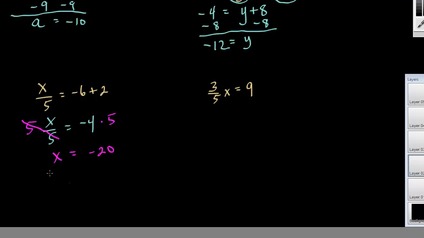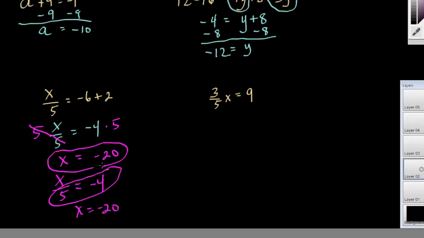But to do that problem with the shortcut style, here it is again. I would just multiply these two numbers right here, and x would equal negative 20. Okay, either way, this is the correct answer.